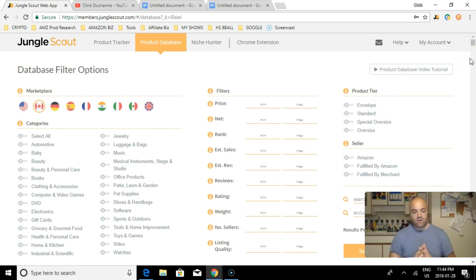So now, first thing is first, we want to determine what marketplace we want to sell in. If you're from Canada, click on Canada. If you're from the US, click on the US. When you're doing product research, I recommend doing the product research in the country that you're in because the numbers are going to be different. So if you're selling in Canada, do the product research in Canada. If you want to sell in the US marketplace, do the product research in the US marketplace.